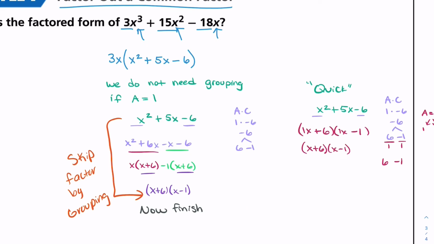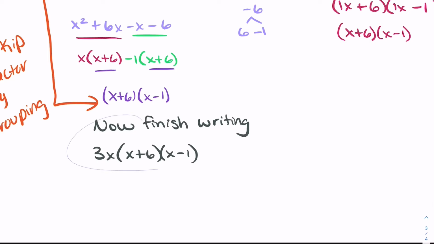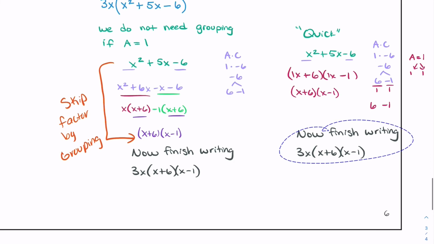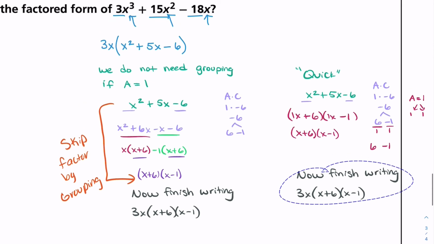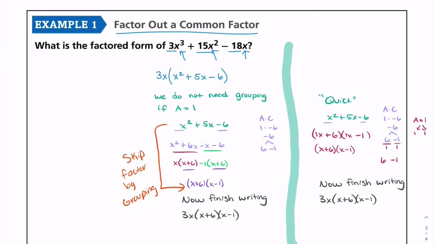Now, I don't want to use the word combining. Now finish writing. There we go. And so it's going to be 3x times x plus 6 times x minus 1. And I will duplicate that right there, and we'll put a little divider in between. There we go. Okay, and that was our last example.